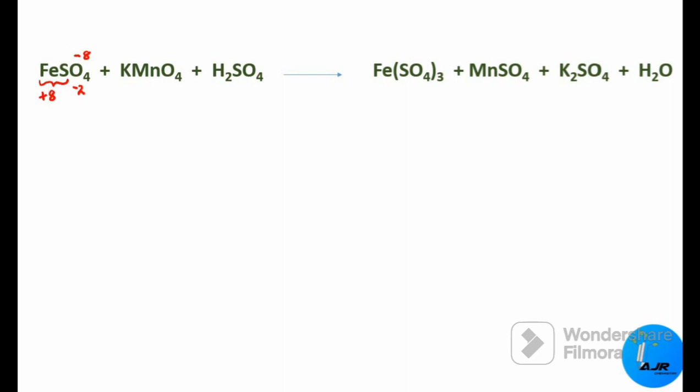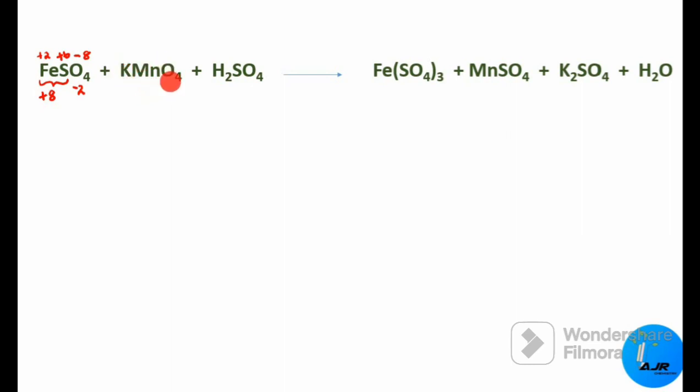Sulfur is having the oxidation number +6. If it is +6, then iron, Fe, would be plus 2, so that the total will be plus 8. Understood? Now let us move on to the next compound, KMnO4.